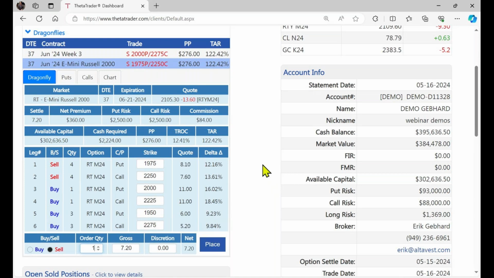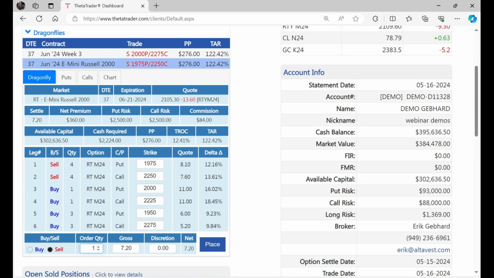So we like the Russell for lots of reasons. One of them is what we kind of just talked about a few minutes ago. It does add a little diversification if you've got a portfolio filled with some E-mini S&P 500 spreads already.